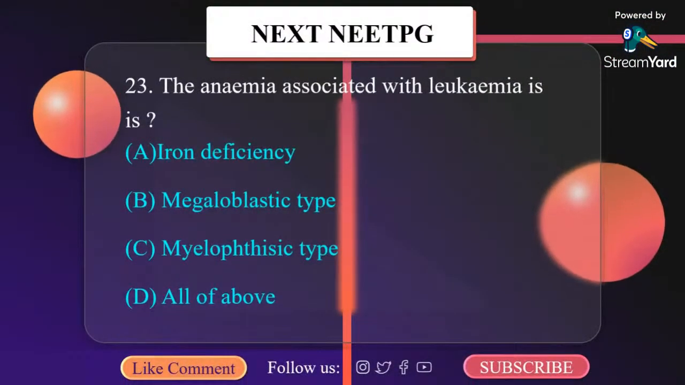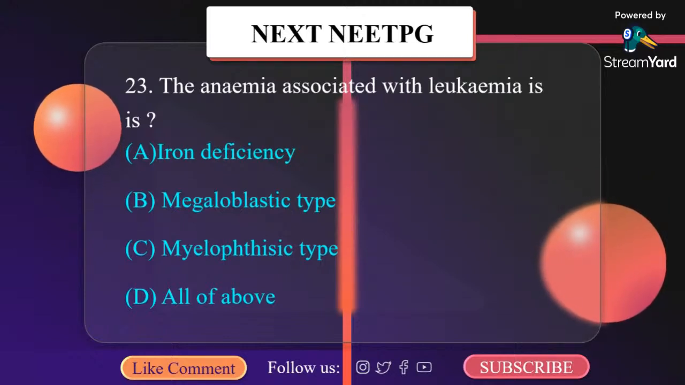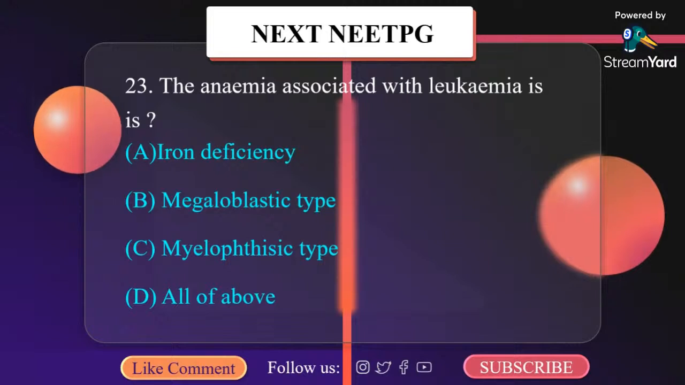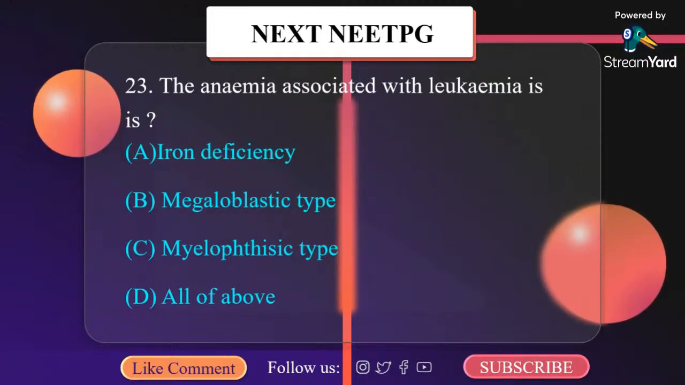The anemia associated with leukemia is A. Iron deficiency, B. Megaloblastic type, C. Myelocytic type, D. All of the above. So the correct answer here is C. Myelocytic type.